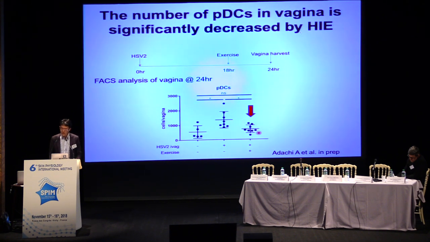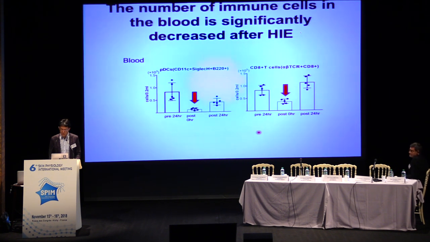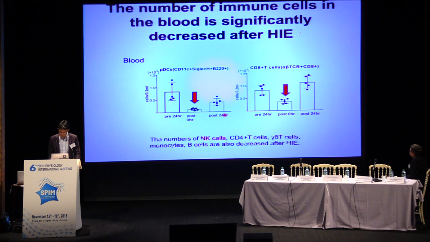So next we checked the number of plasmacytoid dendritic cells in the peripheral blood after high intense exercise, and we found that right after high intense exercise, the PDC and CD8 positive T cell numbers in the blood decreased, but recovered about 24 hours after high intense exercise. And then the next question is, where did they go? Did they just die, or did they go somewhere else?